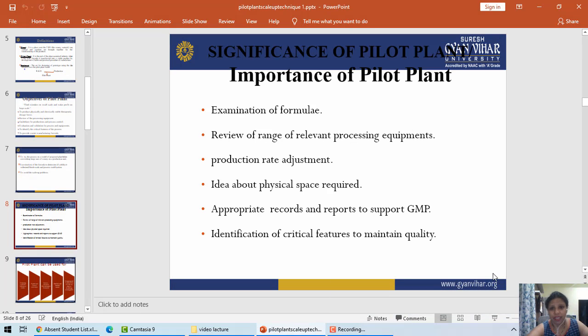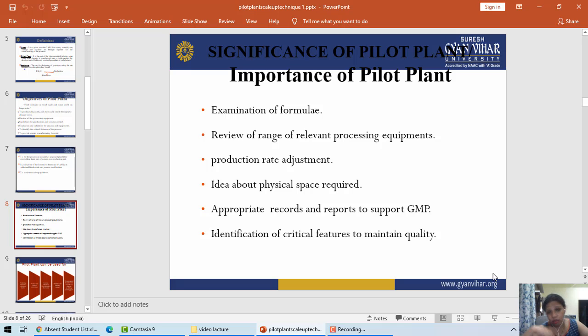Next is the significance or importance of pilot plant. The importance of pilot plant is the examination of formula. First we need to examine the formula, then a review of the range of relevant processing equipment is necessary. We have to study the different processing equipment in this. So that is basically what we need to do in the pilot plant.